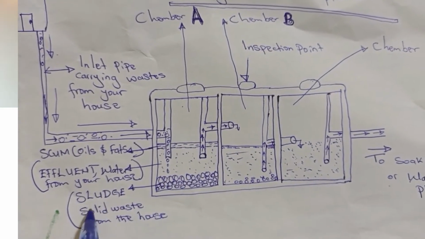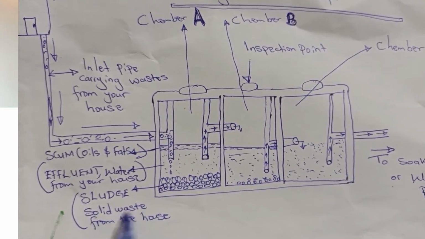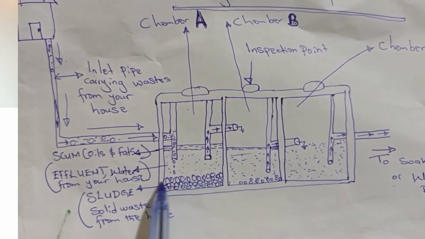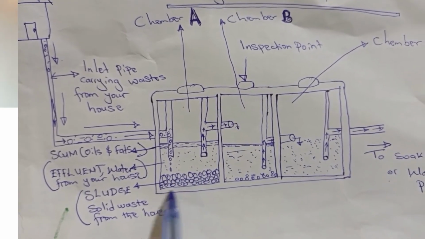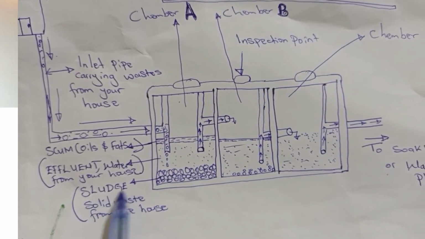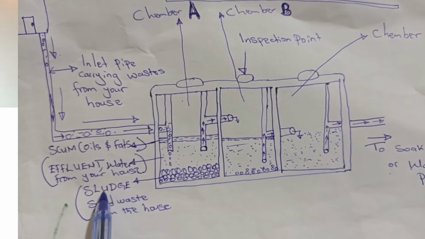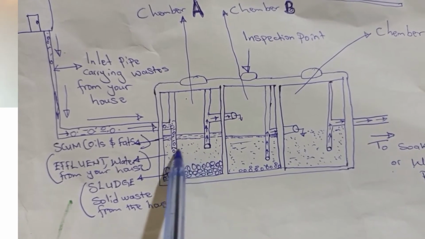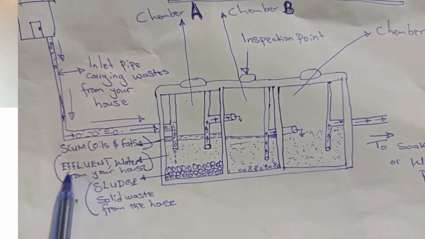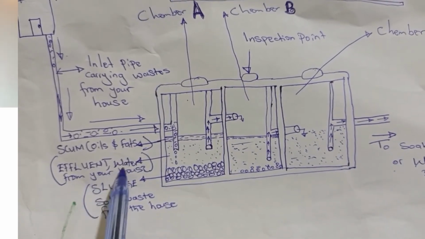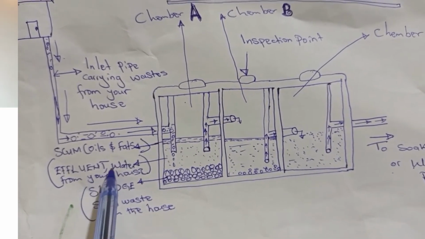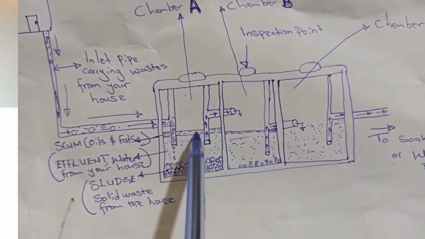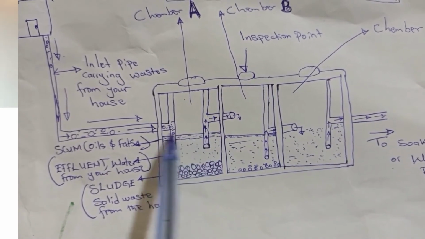The solids, all the heavy solids, settle on the ground, which includes the fecal matter. All the toilet paper settles down as shown, which is known as the sludge. Yeah, the solid waste from the house is known as the sludge. Then the water settles in the middle, which is indicated as the effluent water from your house. The water from your house is known as the effluent. Then the fats and the grease from your kitchen float on top of the effluent, and that fat or oil is known as the scum.